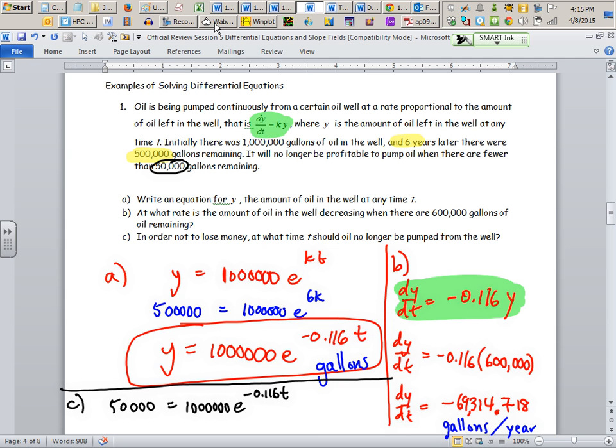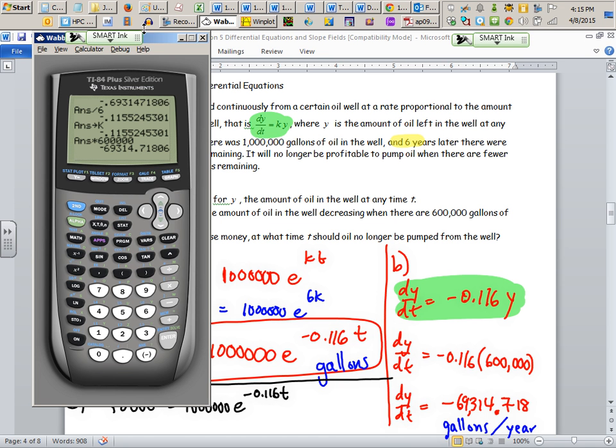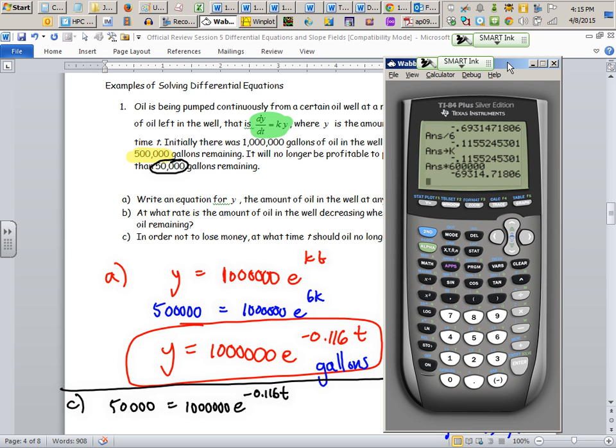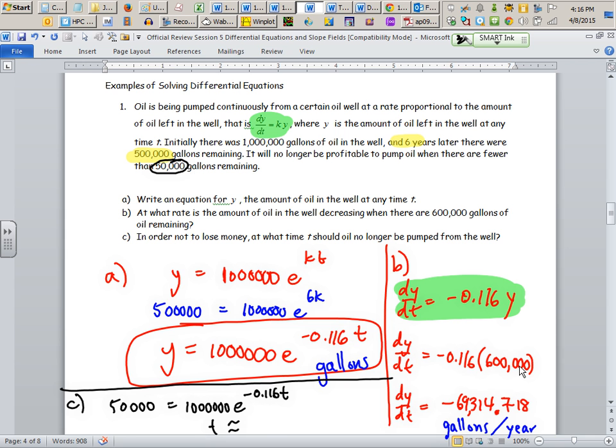So you can do 50,000 divided by a million. Obviously that's just 0.05. Then you're going to ln that sucker. Then you're going to divide by k. I've already got it stored in the calculator, nice and accurate here. 25.932 years.